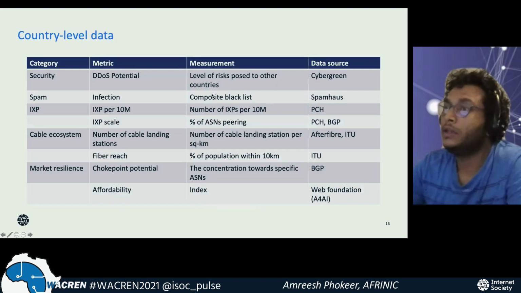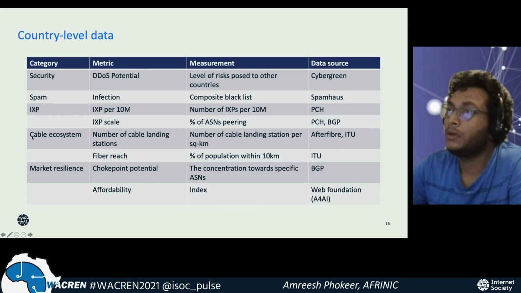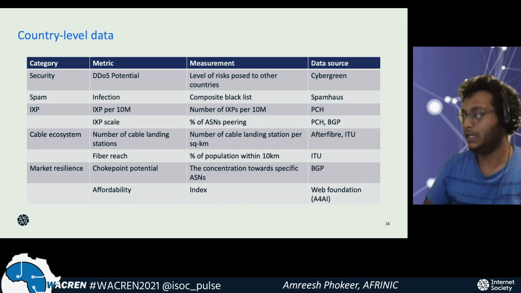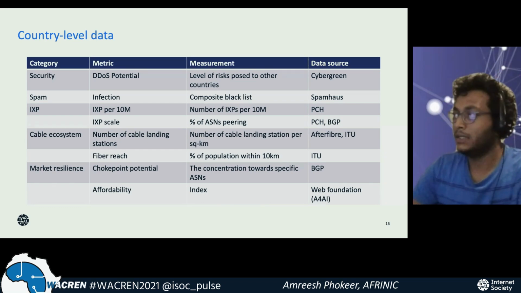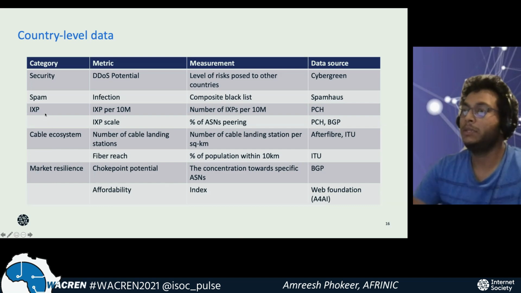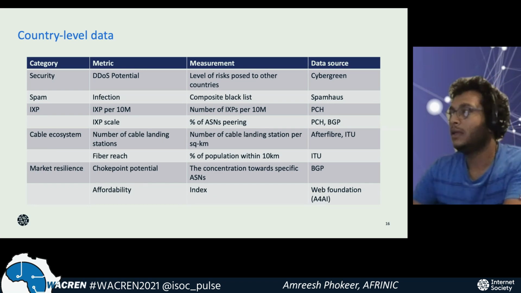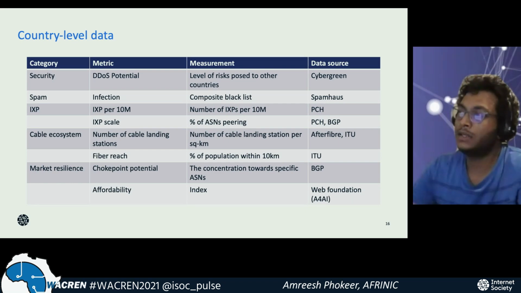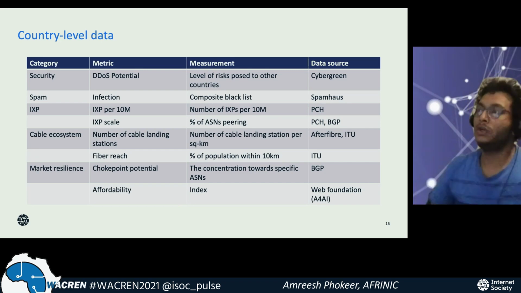So, diving into the different categories and metrics. At a country level, we have different sources of data, and the good thing is that a lot of organizations have put the data they are collecting out as open data sets. Here we have 5 categories: security, spam, IXP, the cable ecosystem, and market resilience. For example, for security, we can look into the level of risk a country is posing to other countries, so what is the DDoS potential of a country? This information is coming from Cybergreen.